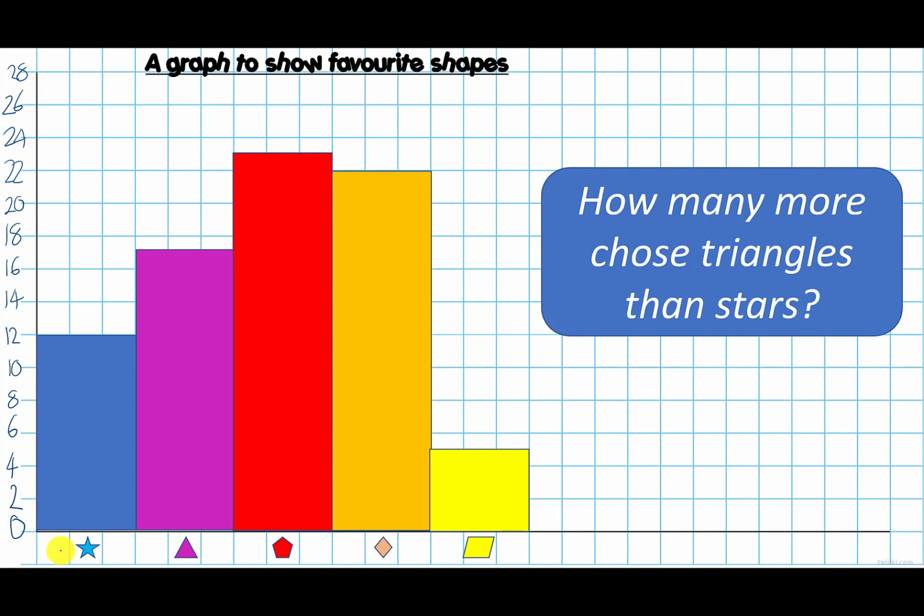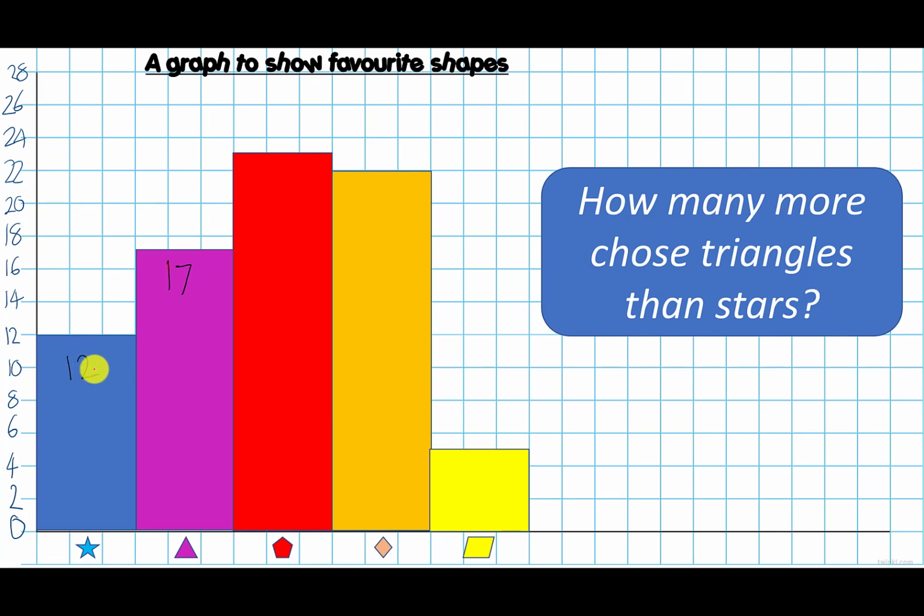This is another common question, and it's also a question that I see people get wrong commonly, because it's thinking about the wording. How many more chose triangles than stars? What that is asking us is, it's telling us that more people chose triangles than stars. I can see by writing, I'm going to label my triangles 17 people chose and my stars 12 people chose.